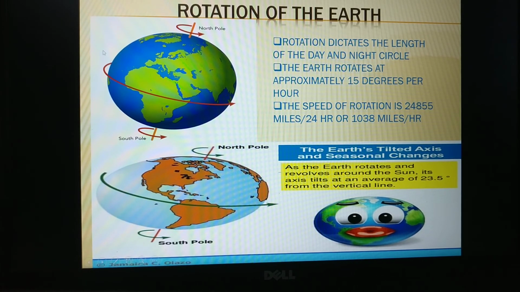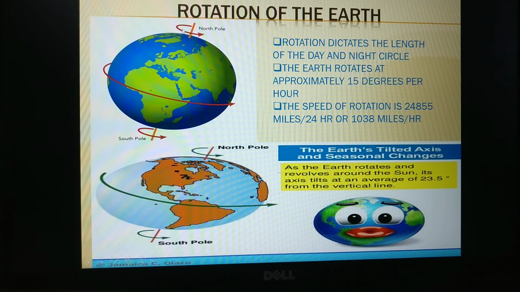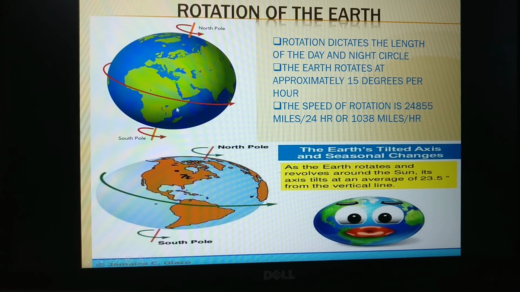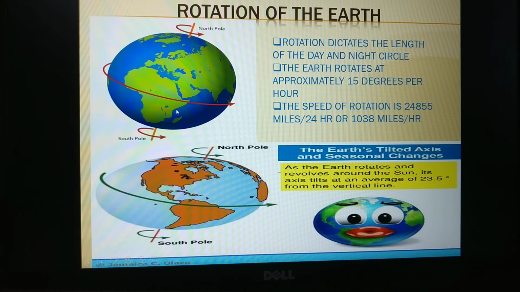Now if you see this picture here, this is the North Pole, okay, and this is the South Pole, and this is the line which is running in between, called the equator. So this portion is the northern hemisphere and this portion is the southern hemisphere.